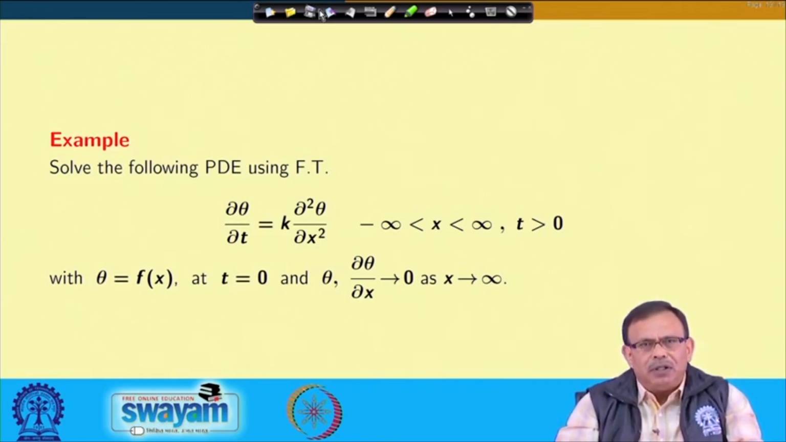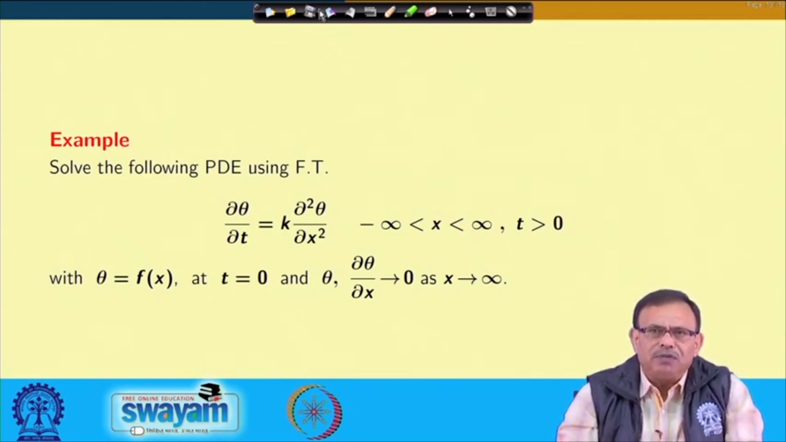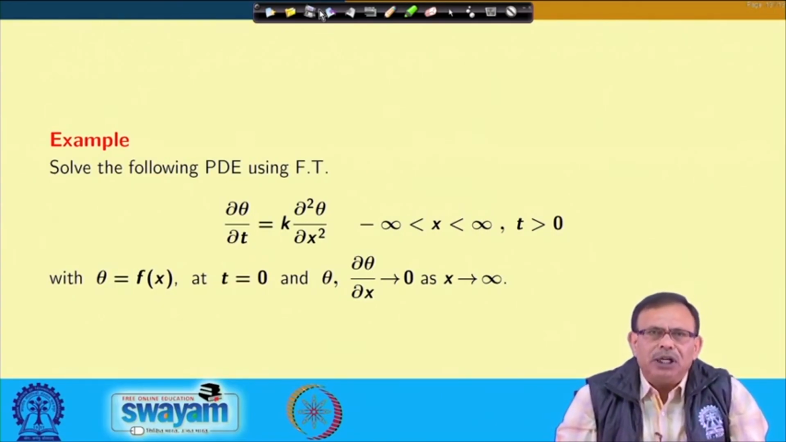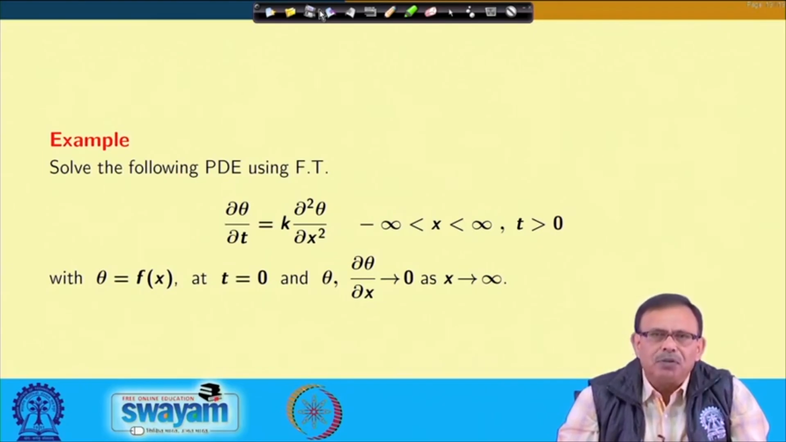Also, it has been given that ∂θ/∂x approaches 0 as x approaches infinity, and θ also approaches 0 as x approaches infinity. Therefore, from the given criteria, we can tell that I have to use the Fourier transform on this given equation with respect to the variable x, not with respect to the variable t, because the range of t is from 0 to infinity, not from minus infinity to infinity.